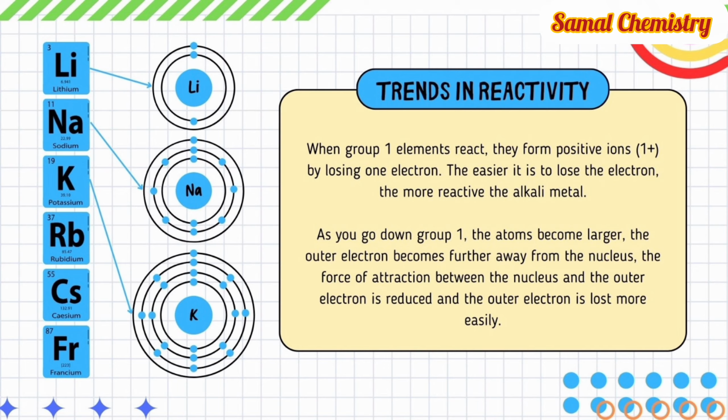The outer electron moves farther away from the nucleus. Because of this, the force of attraction between the nucleus and the outer electron becomes weaker. As a result, the outer electron is lost more easily, and therefore reactivity increases down the group.